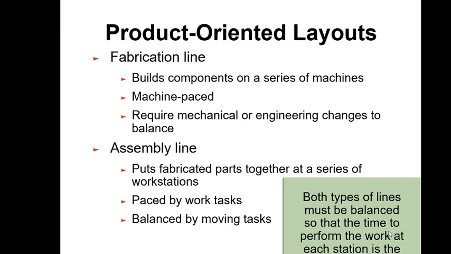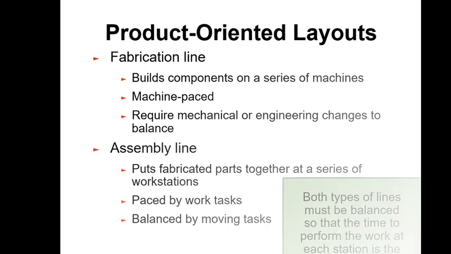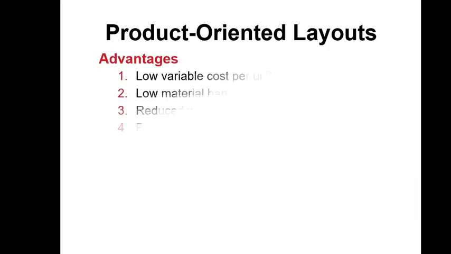Now both types of lines must be balanced so that the time to perform the work at each station is the same, and this is very important so that we will not have, again, as I told you, in-process inventory. And you know, in assembly lines and product lines, if any breakdown happens in any workstation, it will stop the whole line. Okay, we will talk about it further now.